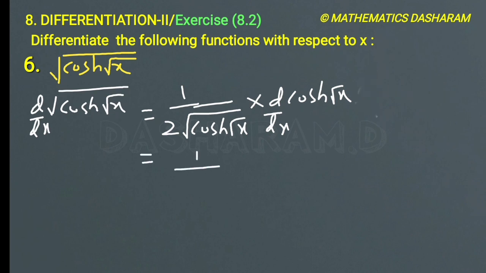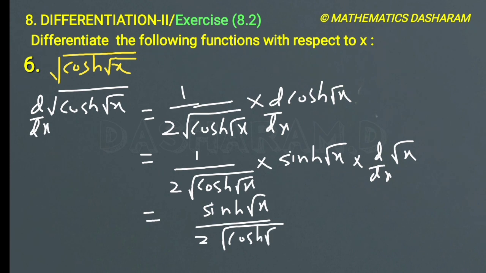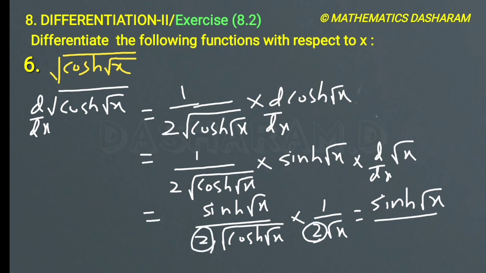Next it is equal to 1 by 2 into under root cos h root x into the derivative of cos hx, which is sin hx. So sin h at the place of x given root x, and do the derivative of one more function, that is root x. So sin h root x divided by 2 into under root cos h root x into the derivative of root x, which is 1 by 2 root x. Then the final answer is sin h root x divided by 2 into 2, which is 4 into root x into under root cos h root x.